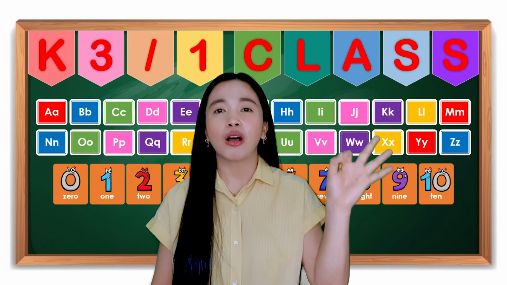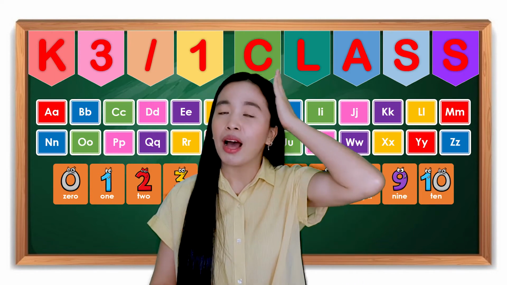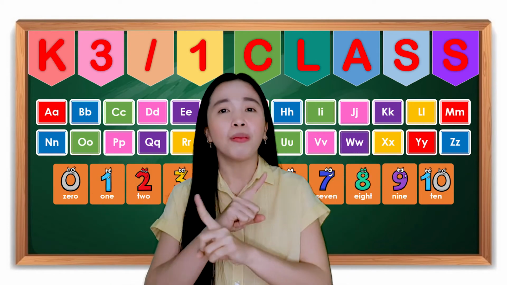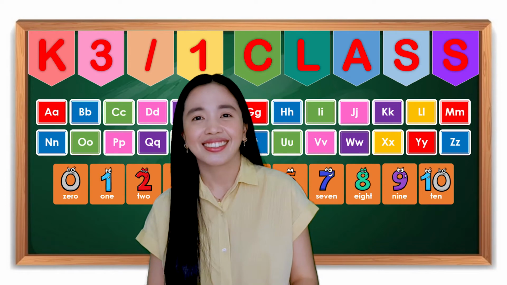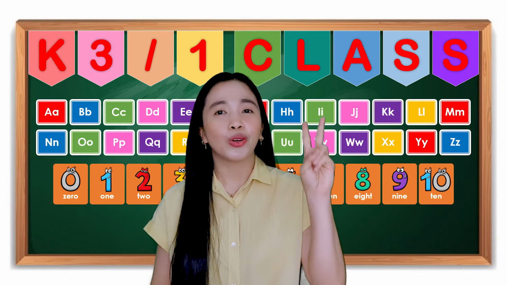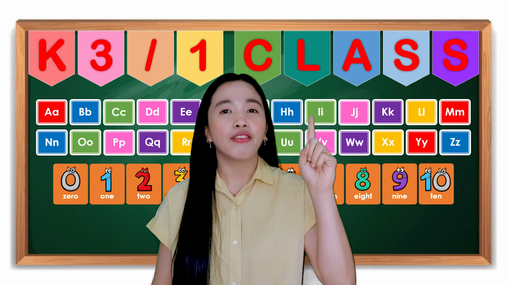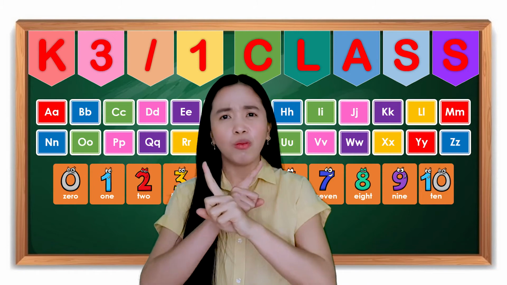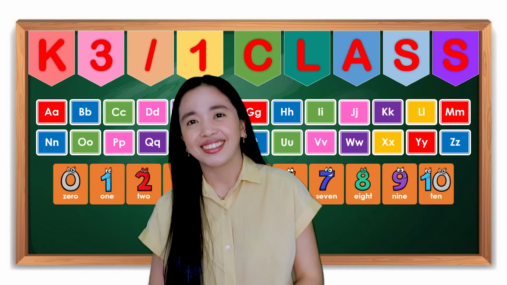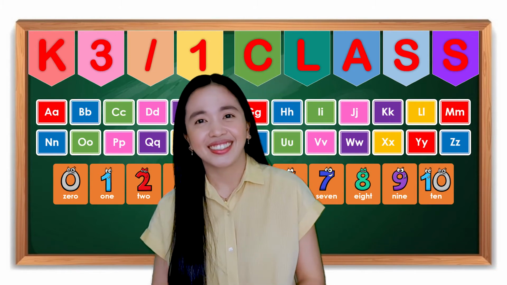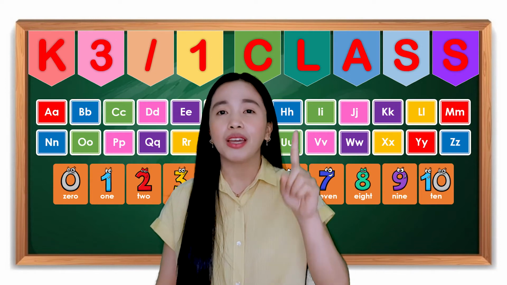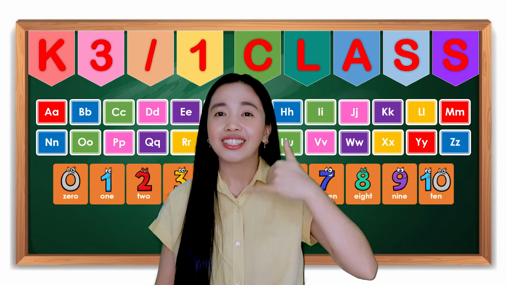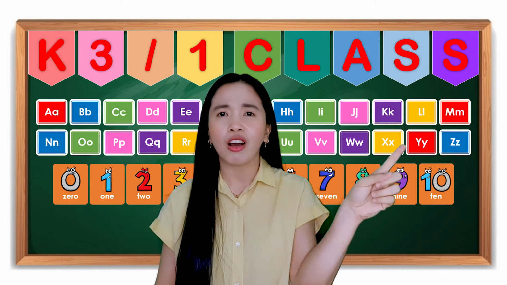Three little monkeys jumping on the bed. One fell off and bumped her head. Mama called the doctor and the doctor said, no more monkeys jumping on the bed. Two little monkeys jumping on the bed. One fell off and bumped his head. Mama called the doctor and the doctor said, no more monkeys jumping on the bed. One little monkey jumping on the bed. She fell off and bumped her head. Mama called the doctor and the doctor said, no more monkeys jumping on the bed.